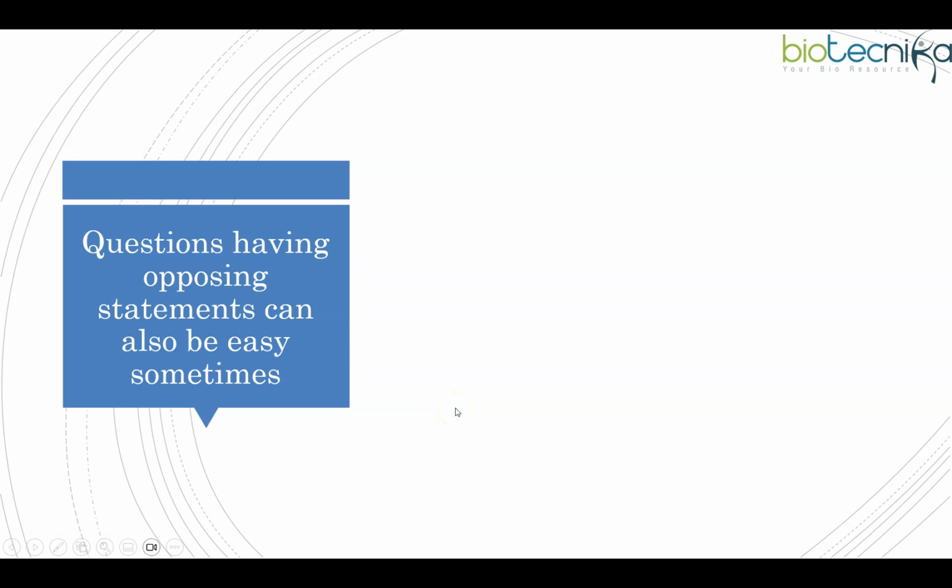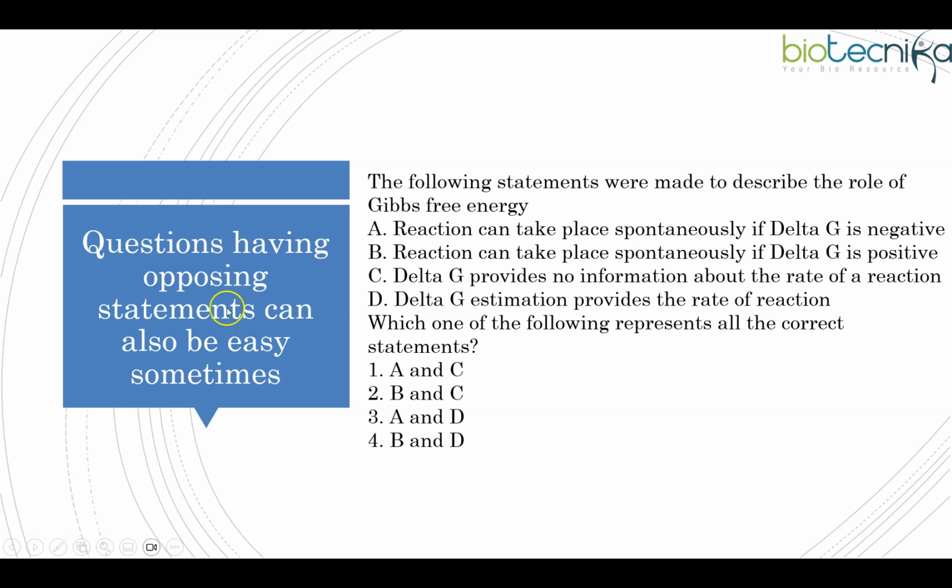Okay. Another trick is questions having opposing statements. Generally, most of the time, one of them will be correct and the other will be wrong. Sometimes they can be easy if the statement is relatively simple, like a reaction can take place spontaneously if delta G is negative, or if delta G is positive. Obviously both cannot be correct, so one of them has to be correct, isn't it? Delta G provides no information, or delta G provides information about the rate of reaction. Again, opposing statements. And if you see here, the option combinations are simple, A and C or B and C, so only two you have to eliminate. In such questions, the elimination trick can easily land you on the correct answer.